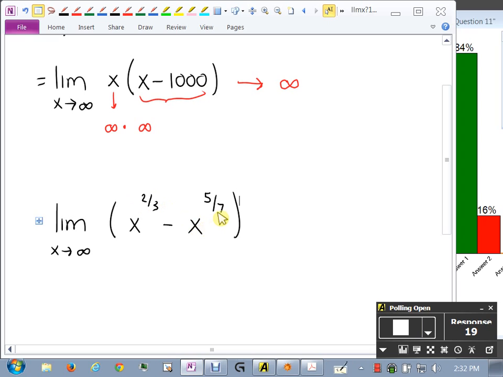Then you take a big number, you take the 7th root of it. That makes it smaller, but then you take the 5th power, so it makes it bigger. And as X gets bigger, these just get bigger and bigger. Do y'all follow this or not? So what kind of form do you have here?